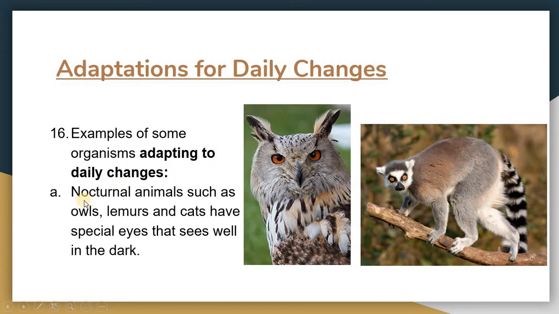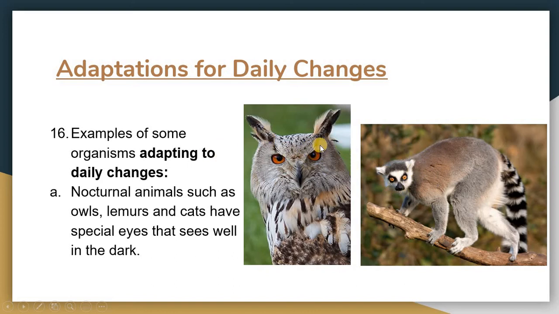First of all, there are nocturnal animals such as owls, lemurs, and cats. They have special eyes that see well in the dark. So this is an owl, and this is a lemur.